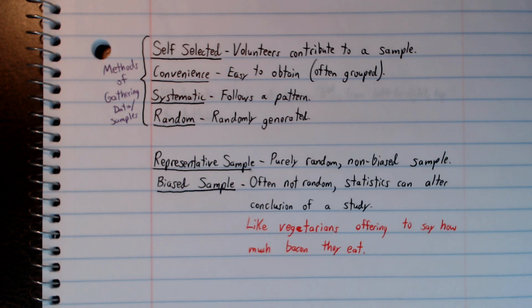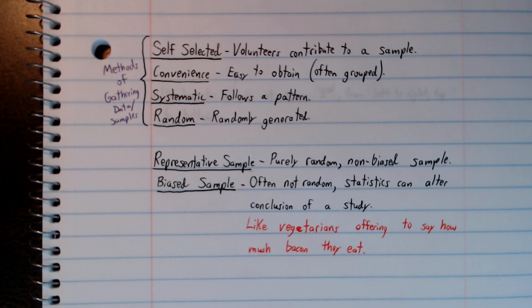Convenience would be easy to obtain, oftentimes grouped. Maybe you're out someplace and you just go to one room in a building and just work with those people. That's convenient. Systematic means following some sort of pattern. Maybe you're looking at every fifth person that walks through a door. Right, that's following a pattern.